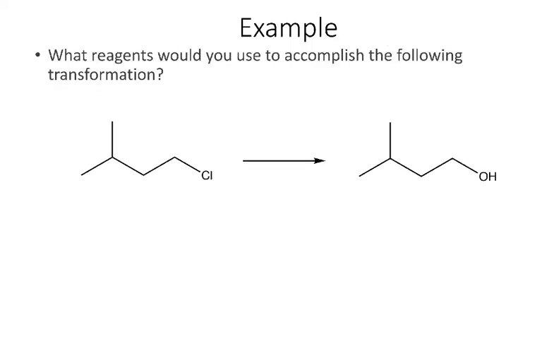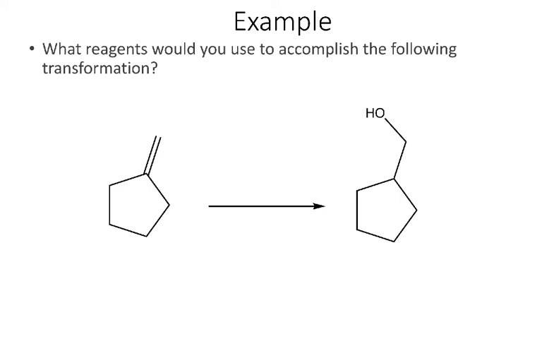All right, so just two quick examples. What reagents would I use to accomplish the following transformation? So I'm starting with an alkyl halide. I'm going to an alcohol. I have a primary alkyl halide, so I can achieve this through a substitution reaction. And I'm going to go for SN2 because it's a primary substrate, so I'm going to use NaOH in that case.